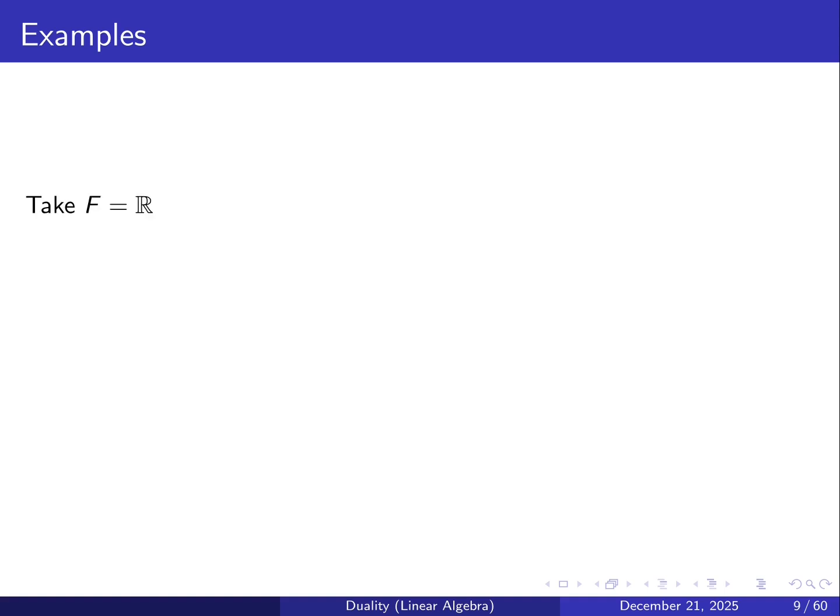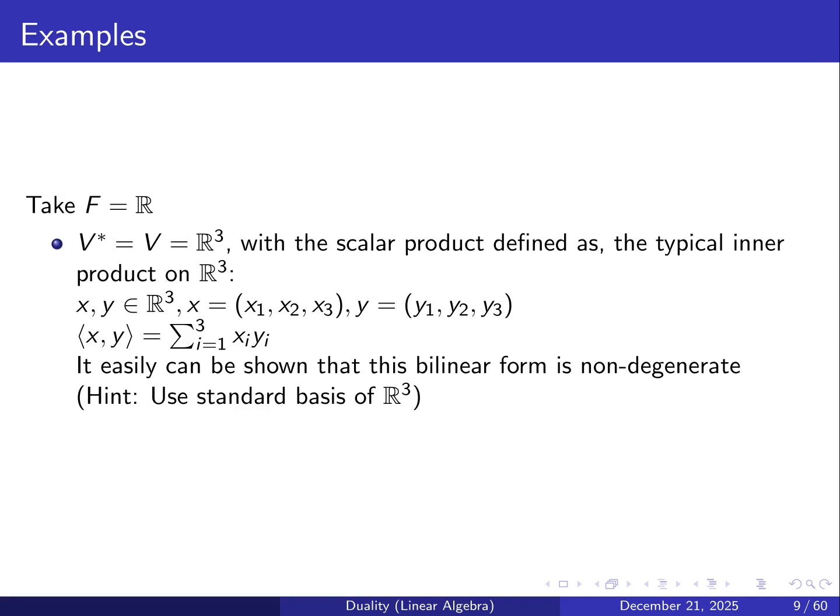Another example is to take F to be the real numbers and vector spaces to be R3 with a scalar product defined as the typical inner product on R3. So just multiply the components and add them up. It can easily be shown that this is a bilinear form and it is non-degenerate. As a hint, use the standard basis of R3.